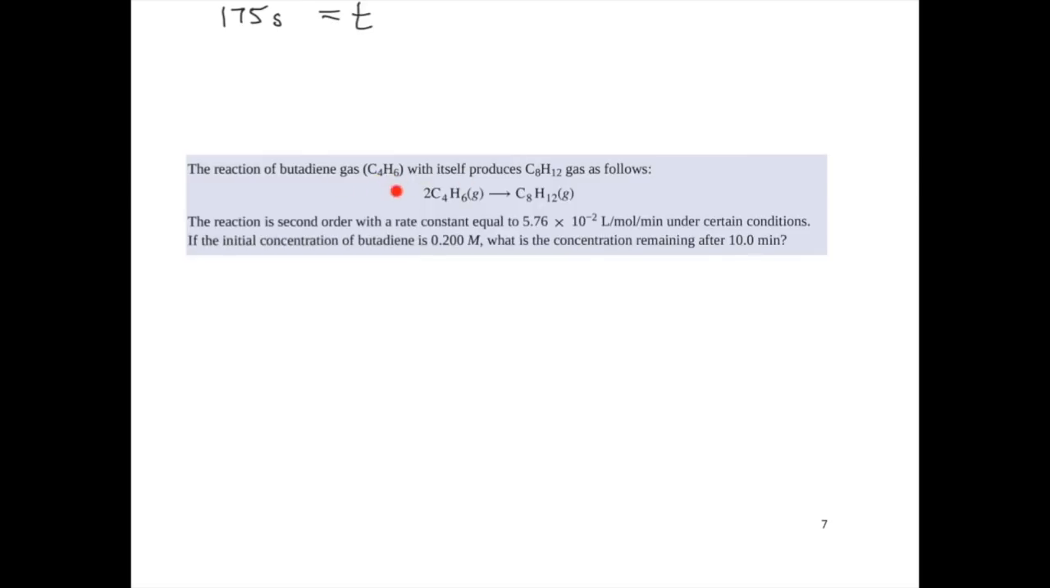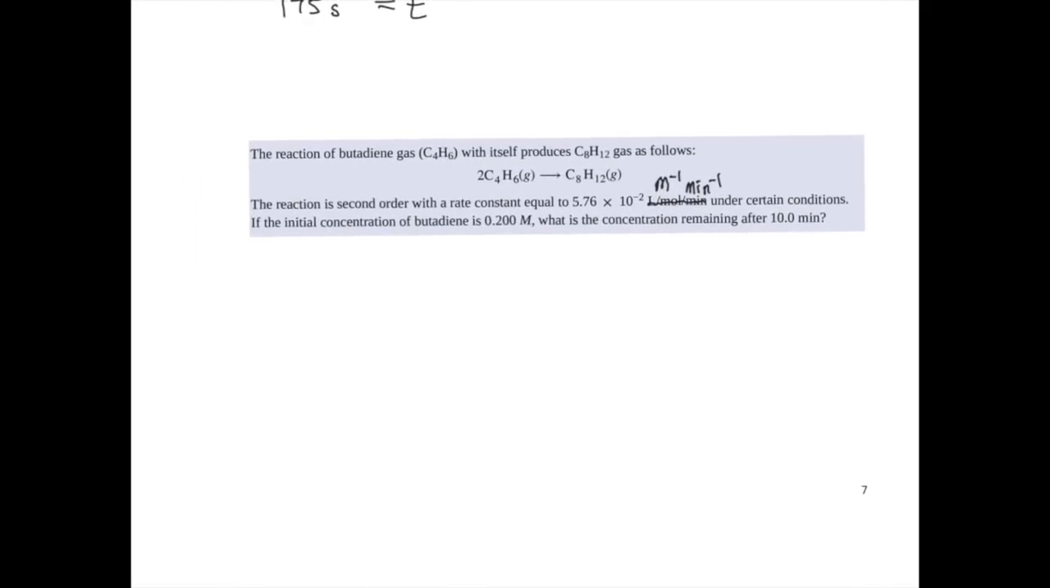Anyway, here's our reaction. It says the reaction is second order, so that means this is second order with respect to the butadiene. It has a rate constant of 5.76 times 10 to the minus second liters per mole per minute. Let me write another way you could write this. I'm going to cross this out. This would be my preferred way. That's reciprocal molar. Liters per mole is not moles per liter, so it's the inverse. And then inverse minutes. It's a little more straightforward in my opinion. You could write it the other way though, I've seen it both ways. I'm just putting it the way I prefer. I grabbed this problem from another source. I like the problem, I just didn't like how they said the rate constant.